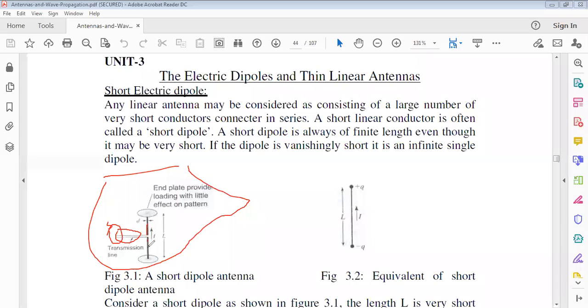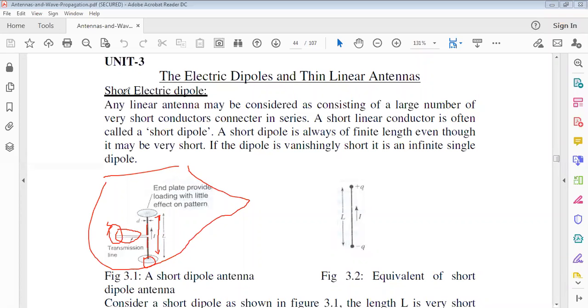The end points are folded 90 degrees and terminated with metal plates. And here the metal plate itself acts as a passive load. Okay, these metal plates act as a passive load here. This end to end distance is treated as the length of that dipole.